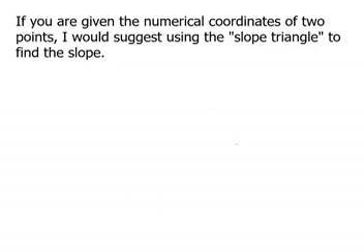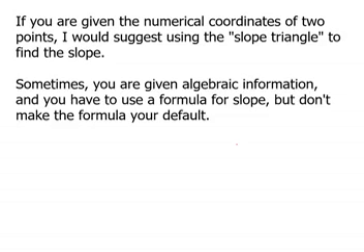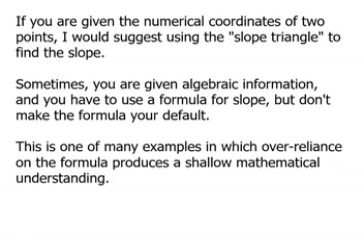If you are given the numerical coordinates at 2 points, I would suggest using the slope triangle to find the slope. In other words, practice using the geometric perspective. Sometimes you're given an algebraic formula and you have to use the formula for the slope, and so there are times when it is appropriate to use the algebra, but don't make the formula your default. Don't use algebra 100% of the time. This is one of the many examples in which over-reliance on a formula produces a shallow mathematical understanding.